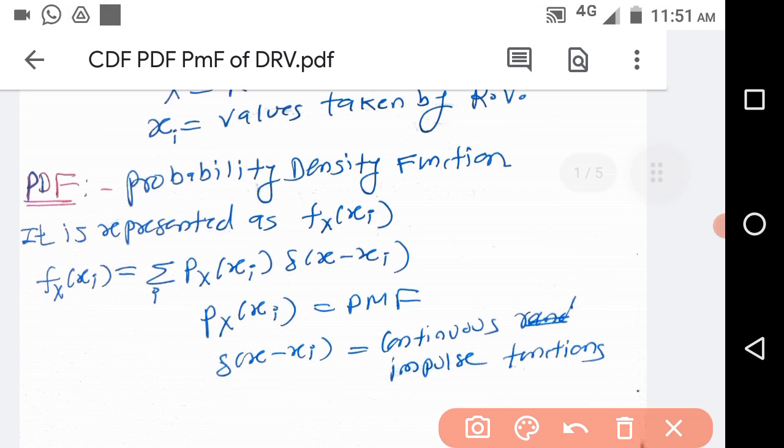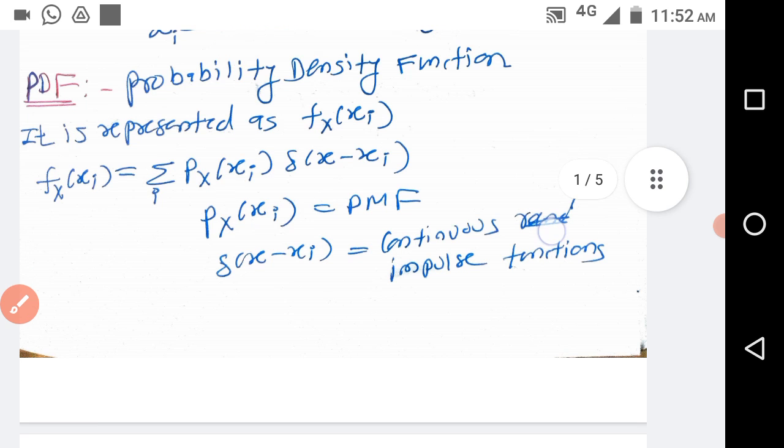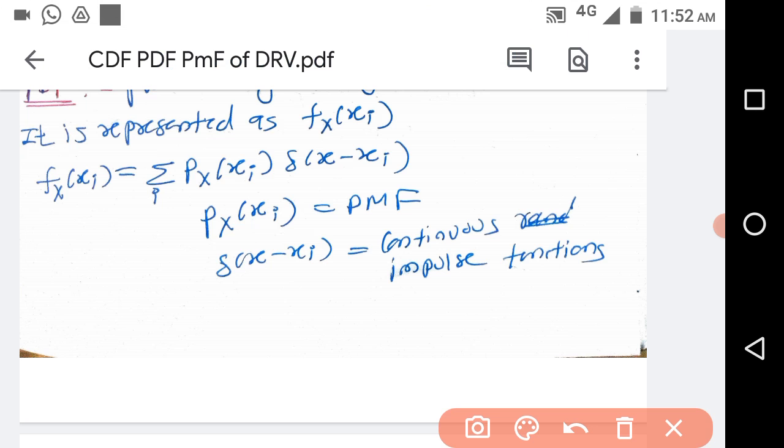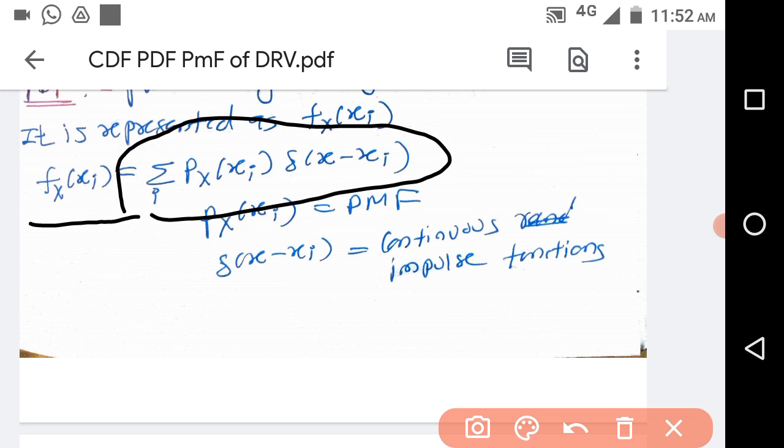Let us define PDF. PDF is probability density function. It is represented as small f subscript capital X of xi. Capital X is the random variable and xi is the values taken by the random variable. So f_X(xi) is nothing but the summation, as the discrete case is there, so summation you need. f_X(xi) is P_X(xi), that is the PMF, times delta(x minus xi). Delta is a continuous impulse function. So this is the formula for the PDF.